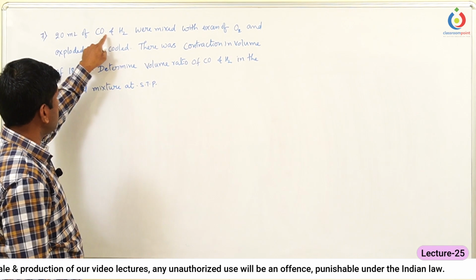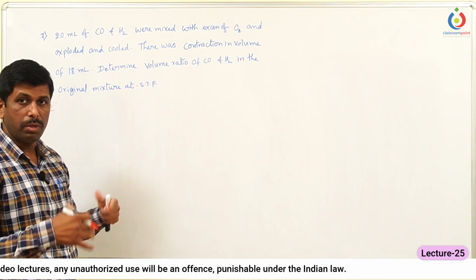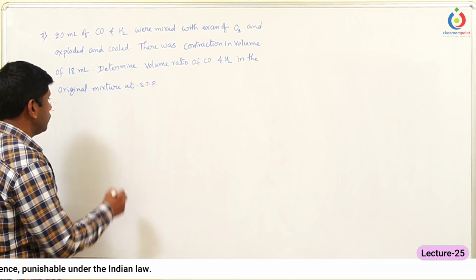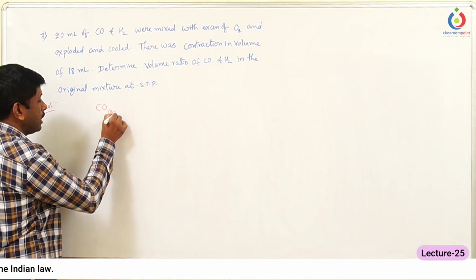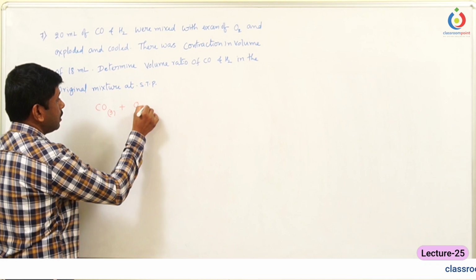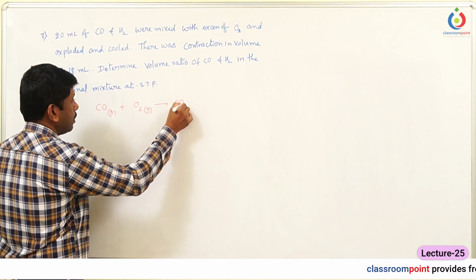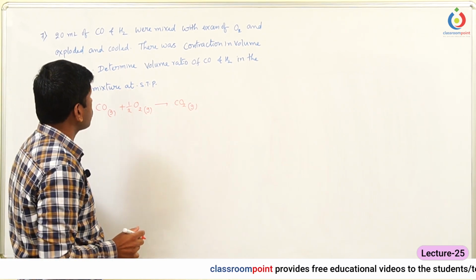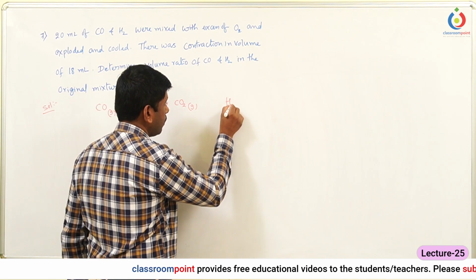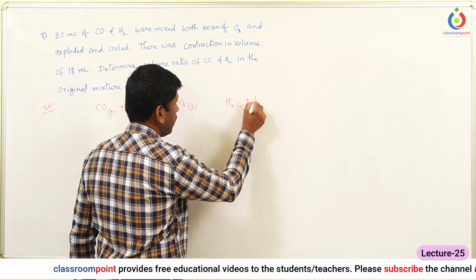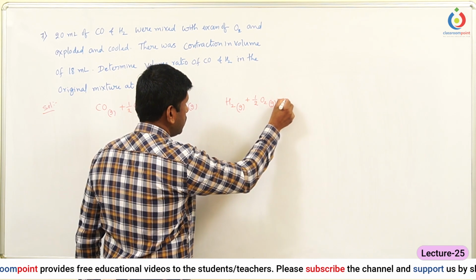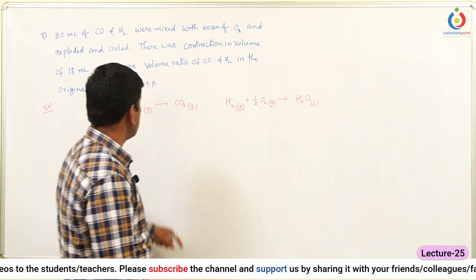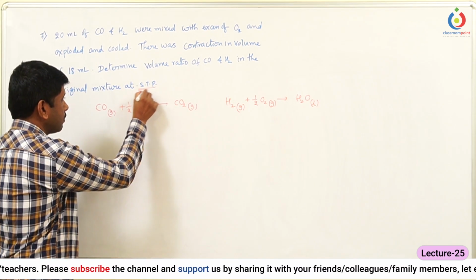First of all, write down the equations for the combustion reactions, because they said explode. Explode means a combustion reaction might have taken place. So that CO and H2. CO in gaseous state reacts with oxygen in gaseous state, gives CO2 in gaseous state, with half O2. H2 in gaseous state reacts again with half volume of the oxygen, gives H2O in the liquid state, because it was mentioned at STP conditions.